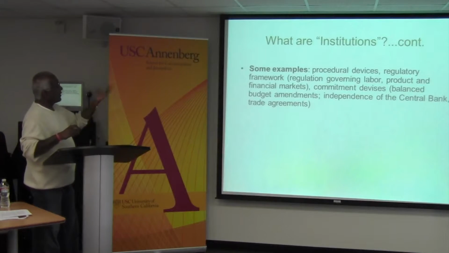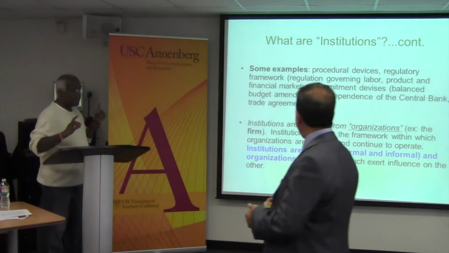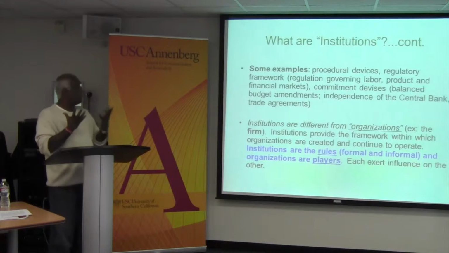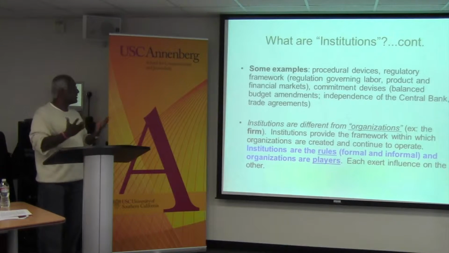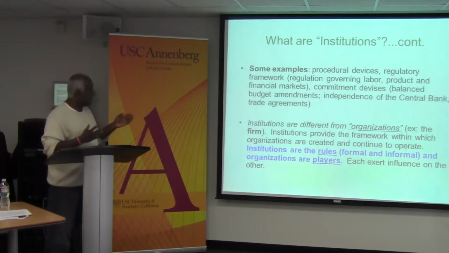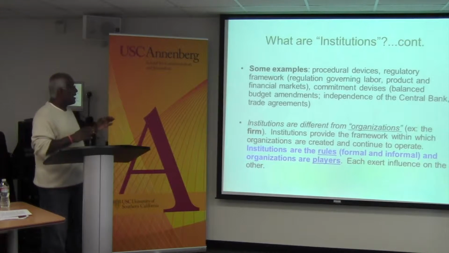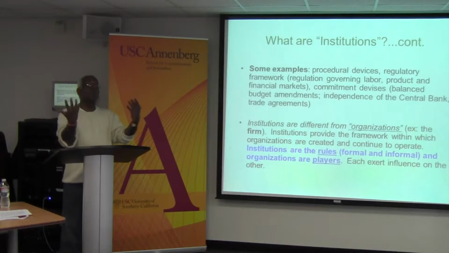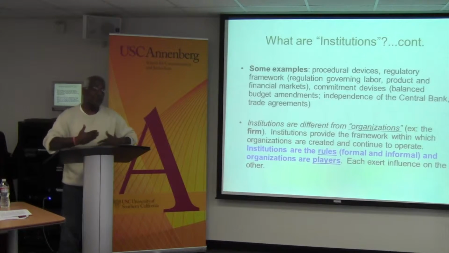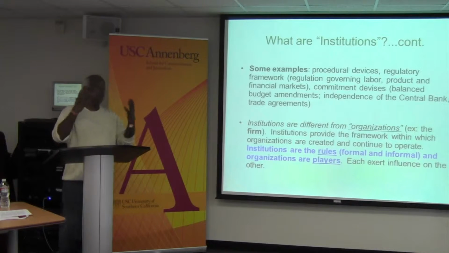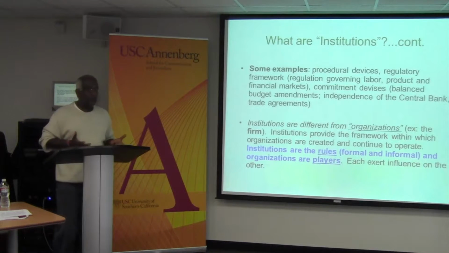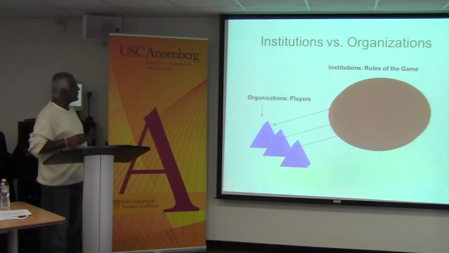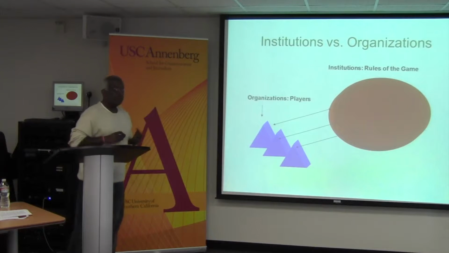Some examples, I give you regulatory framework. Institutions are different from organizations because the institutions provide the framework within which organizations evolve. Institutions are the rules and the organizations are the players, actually. Without institutions, you cannot have an organization. Organization is the byproduct of institutions. All organizations have an institutional structure, a procedural structure, rules. Here, institutions, rules of the game. These are the organizations which are the players.